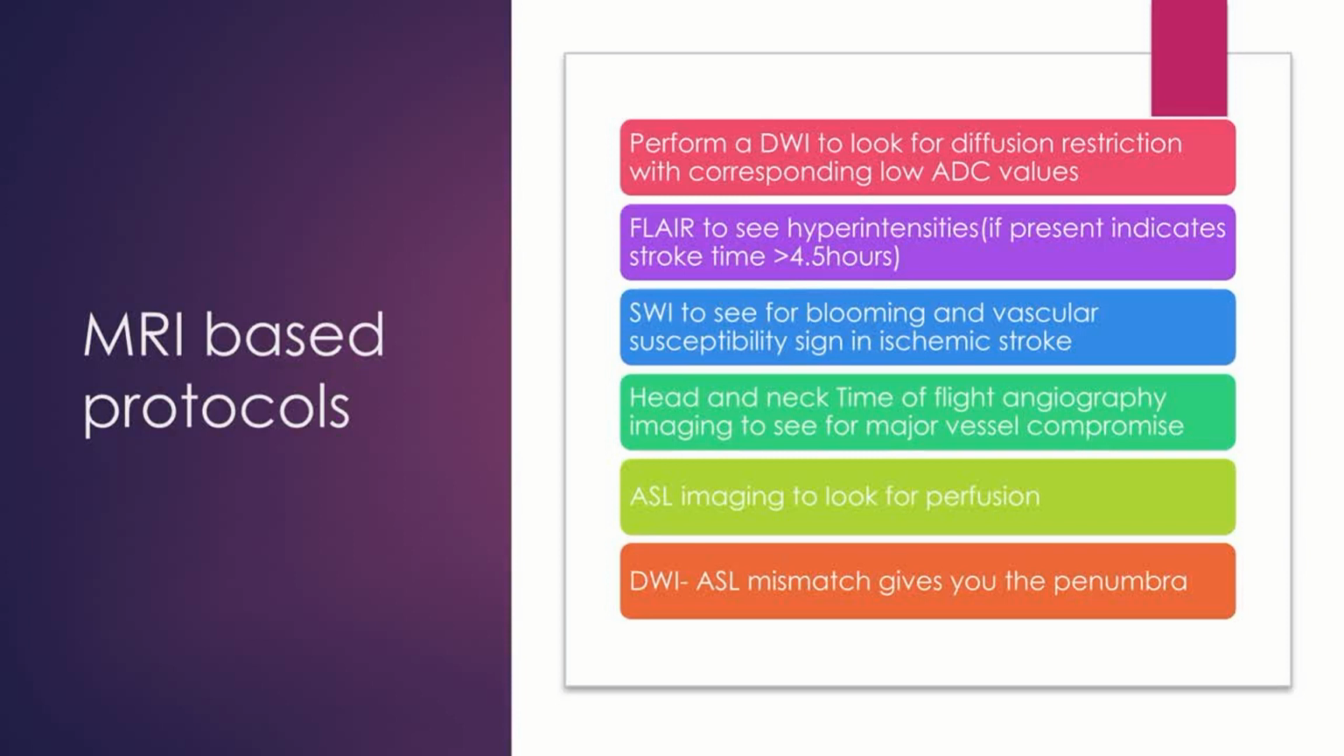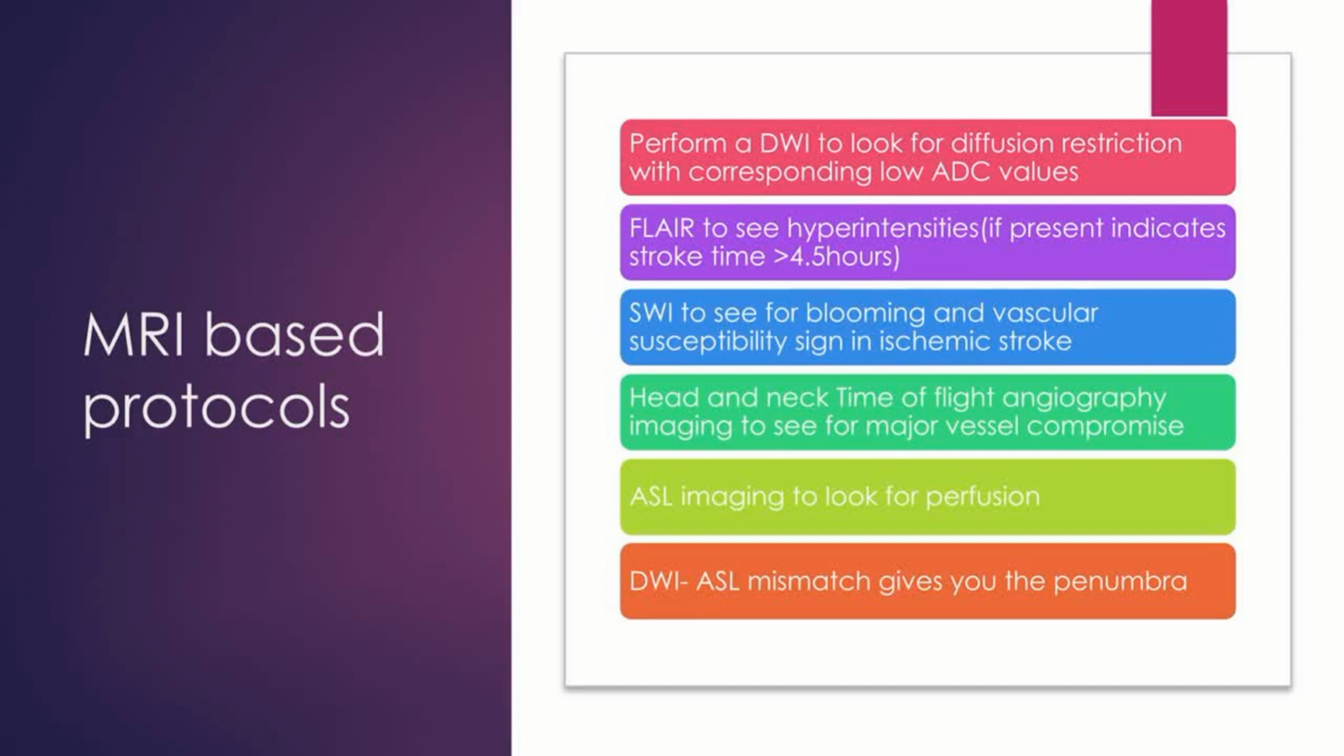MRI-based protocols include: 1. Perform a DWI to look for diffusion restriction, which indicates infarct, cytotoxic edema, with corresponding low ADC values. DWI can pick up stroke as early as 2.5 hours. 2. FLAIR to see hyperintensities, which, if present, indicates a stroke of more than 4.5 hours duration.